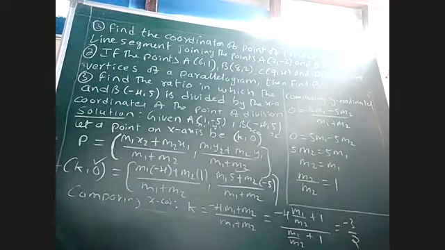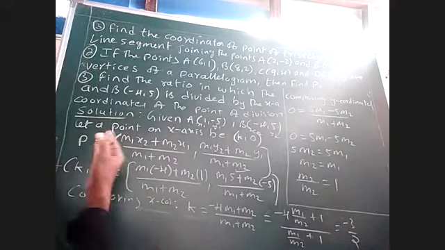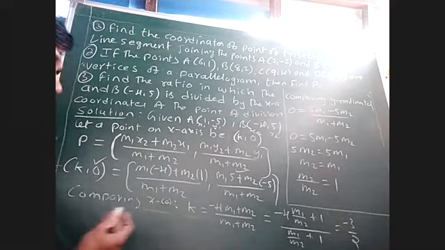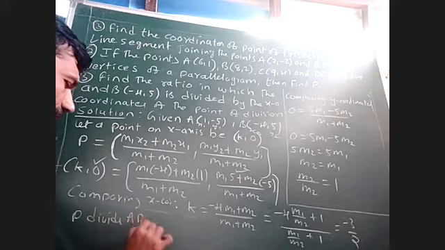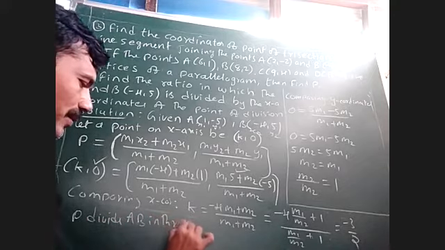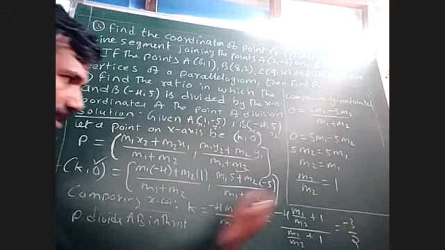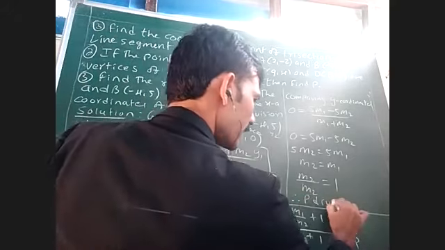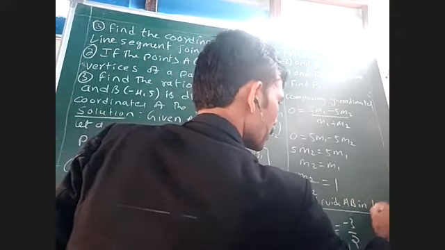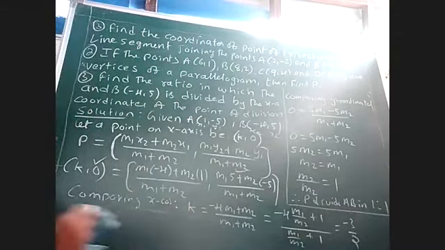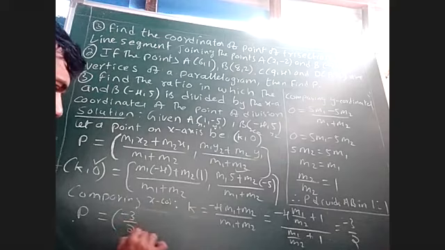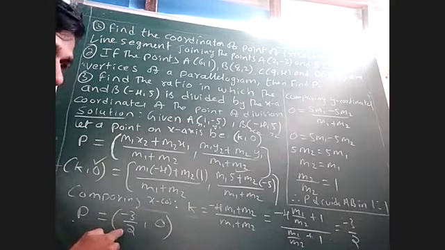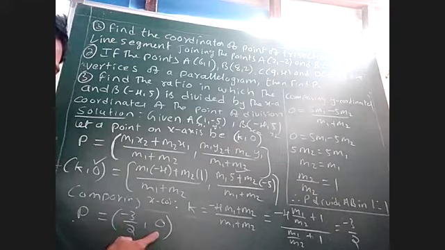Okay, so they asked you to find the coordinates of P, no? We can write the conclusion like this. P divides AB in the ratio 1:1. That is your first conclusion. Next, also the coordinates of P are minus 3 by 2, comma 0. As it is a point on the x-axis, the y coordinate is 0.